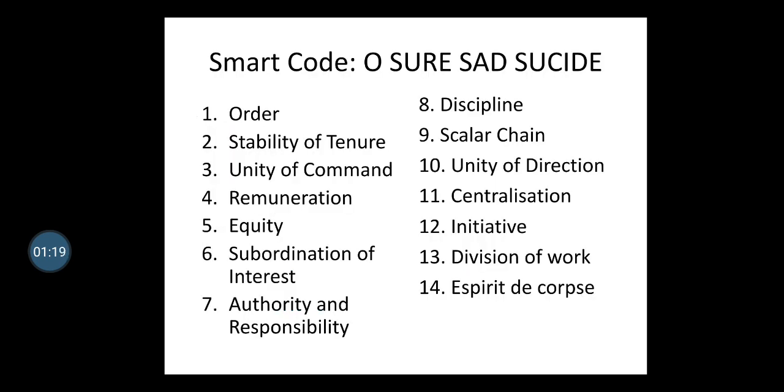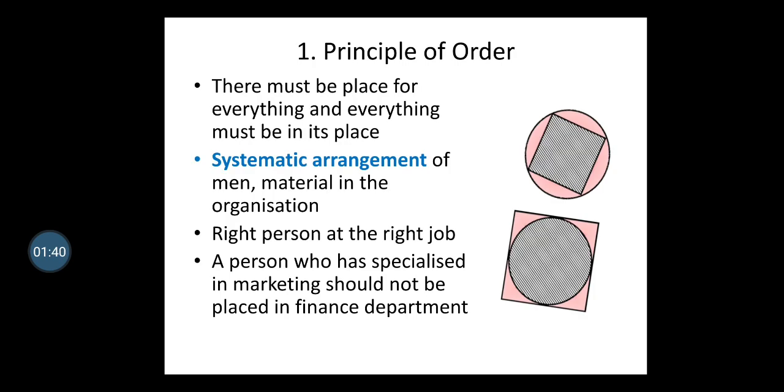As I mentioned, there are 14 principles given by him. I have prepared a smart code for remembering these 14 names. Deliberately I have written the spelling of suicide wrong so that it fits in the code. But in today's video I will be focusing on the first 7 principles. So without wasting much time, let's move to the first principle, that is the principle of order.